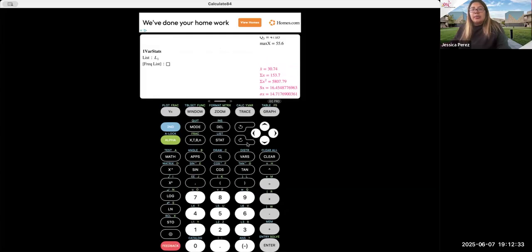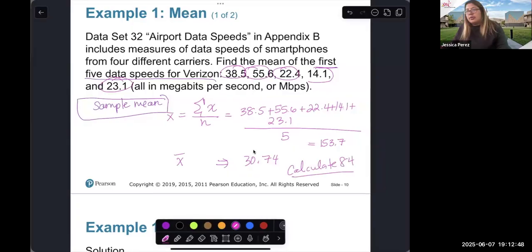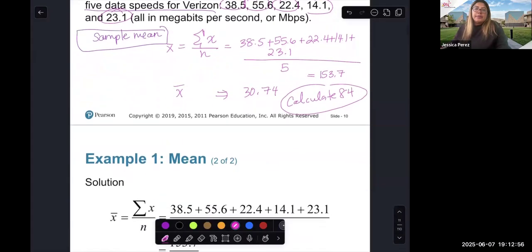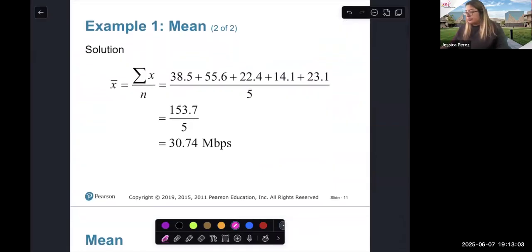So I'm going to go back to my notes. Again, you're looking for your sample mean, which is your X bar. We used Calculate 84 as our graphing calculator online for free, or it's an app that you guys can download. So there it is, 30.74 megabytes. That is the sample mean of this example.